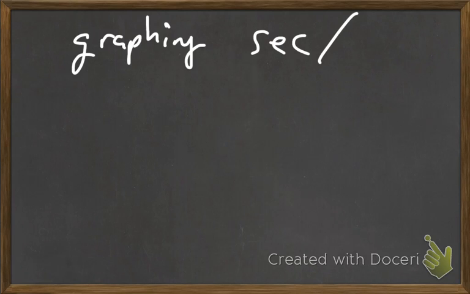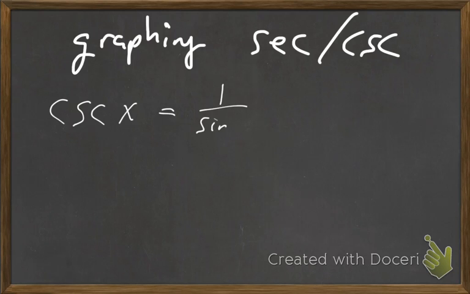Okay, here we go. Super easy. This is graphing secant and cosecant functions. First thing you need to remember is that cosecant of x is the same thing as 1 over the sine of x. So if you remember that cosecant of x is 1 over the sine of x, everything becomes real easy.